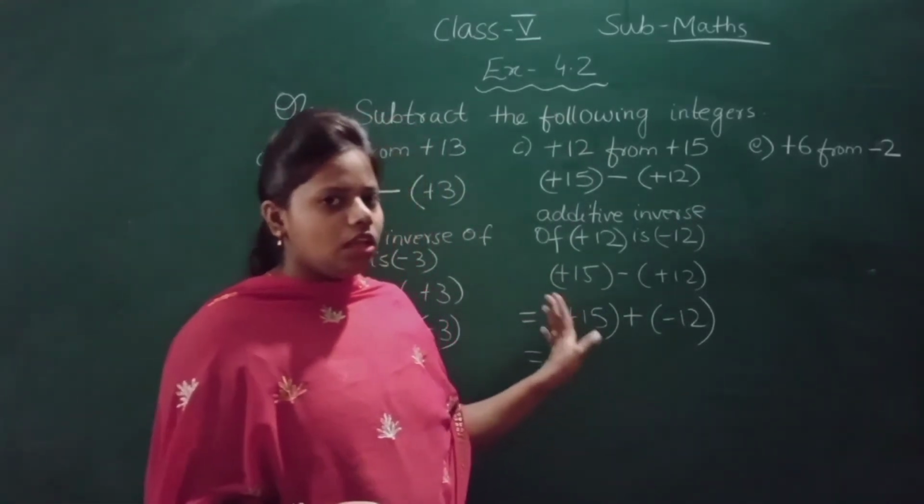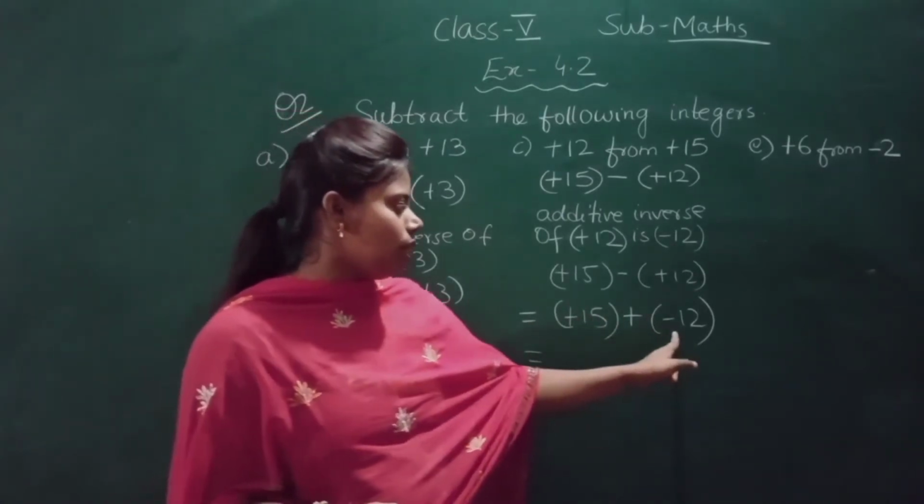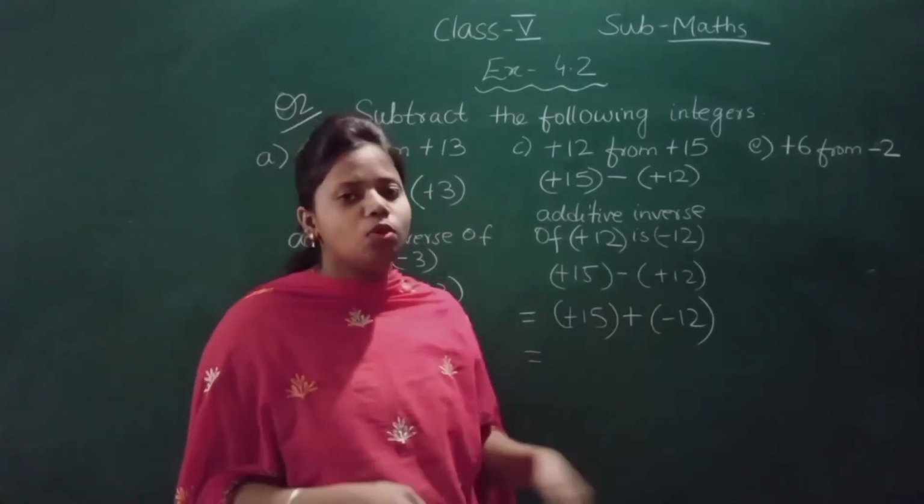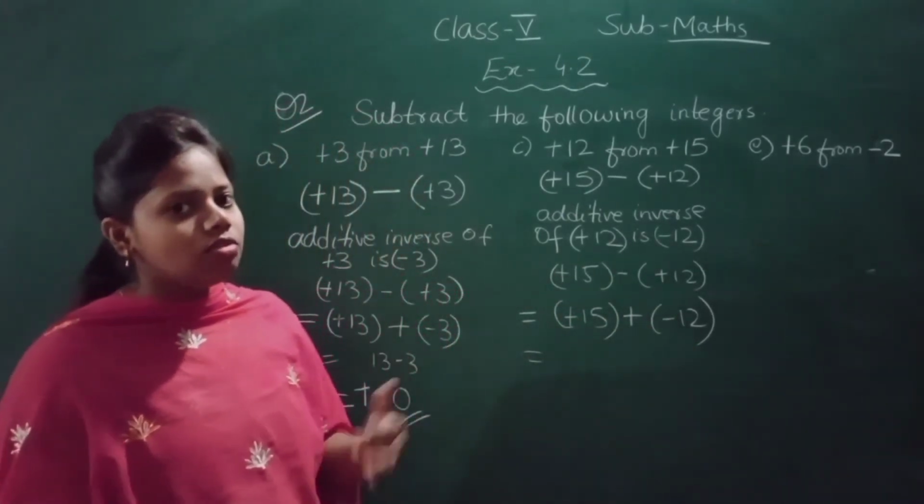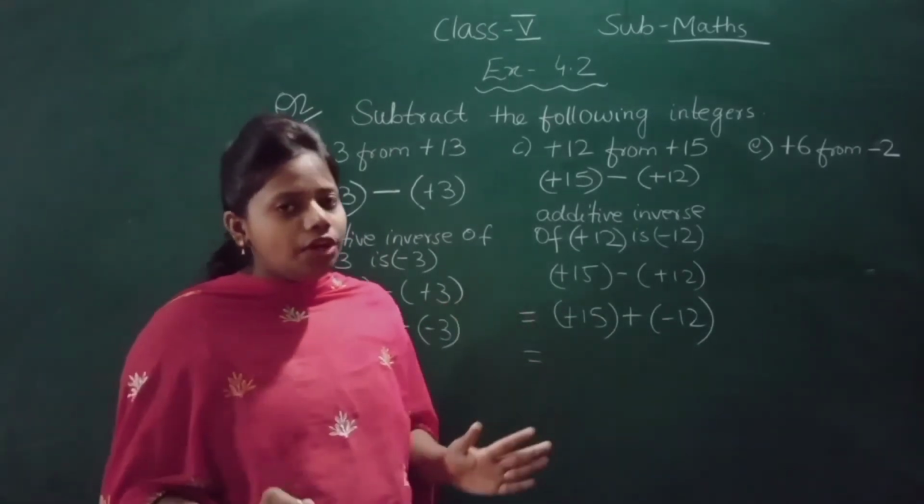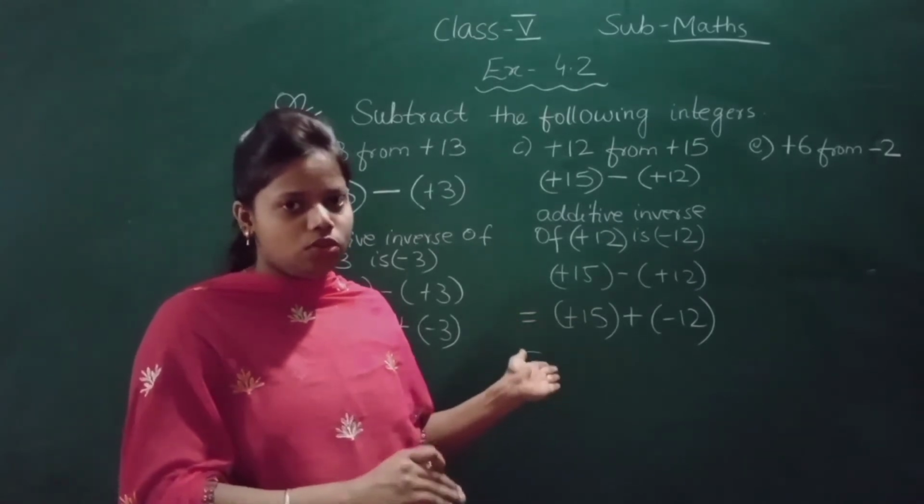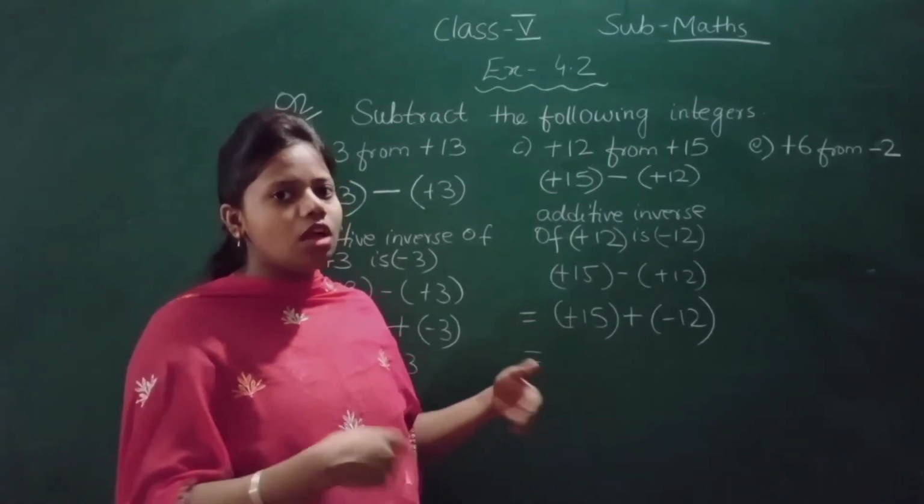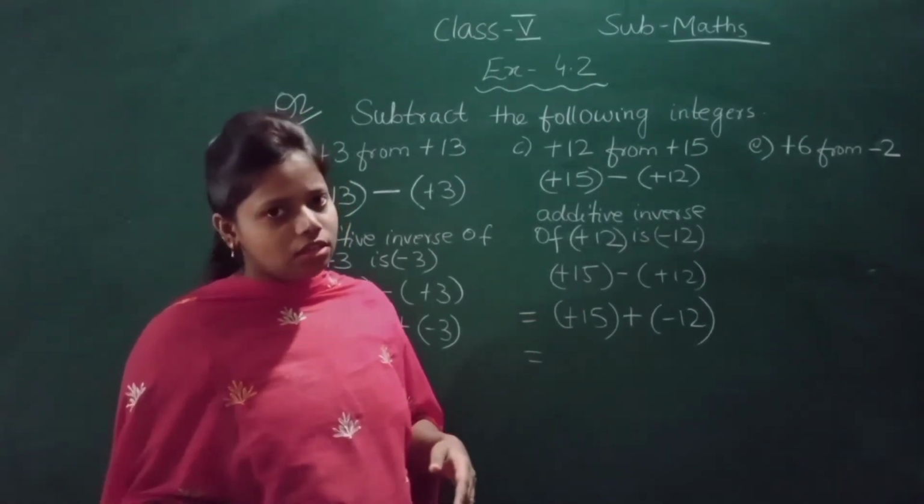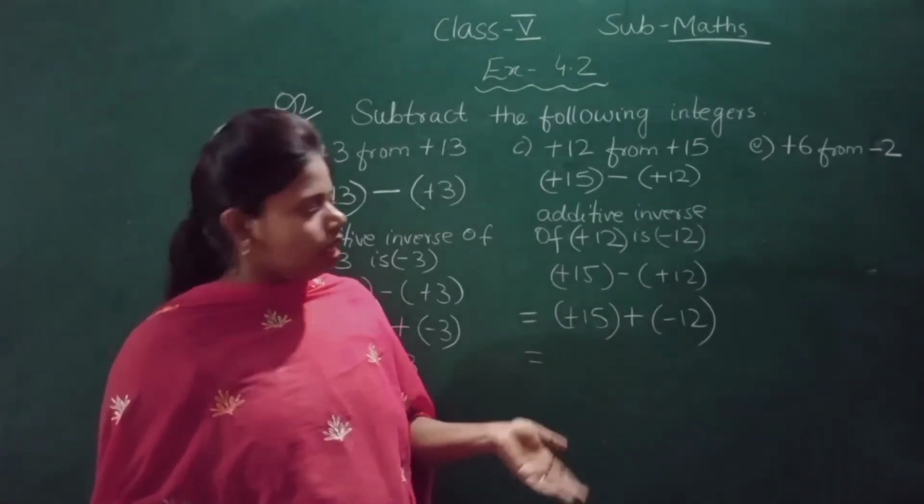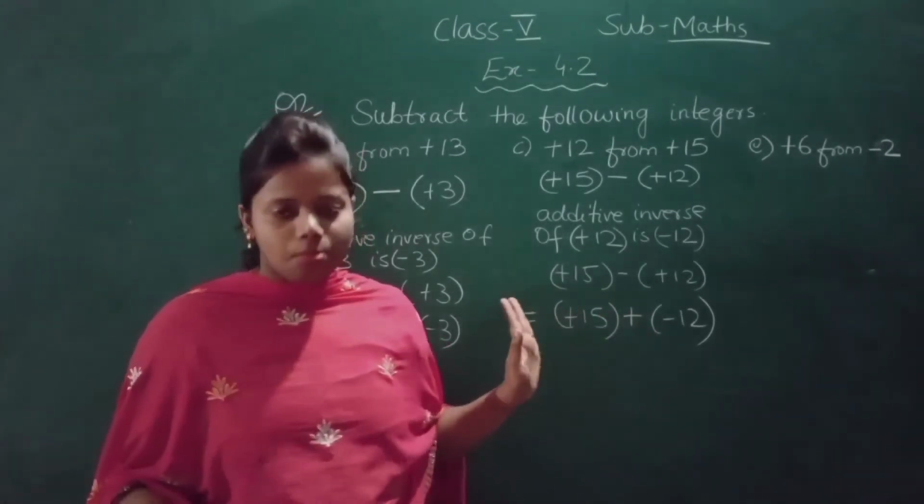Okay, now third, what you have to do? See, this one is plus 15, this one is minus 12. So plus minus, both are of different sign. I have already taught you this rule. So those who have not seen the video, learn the rules. Otherwise, if you will not learn the rules, how will you do the subtraction or addition? You cannot do. So plus minus is minus.